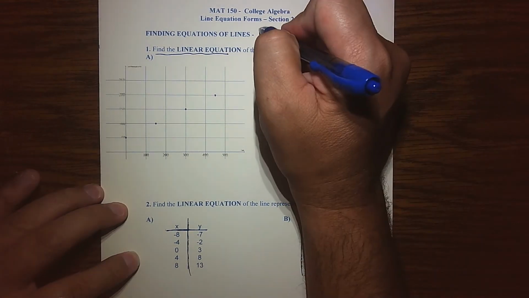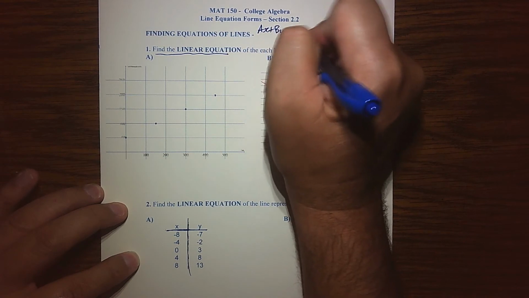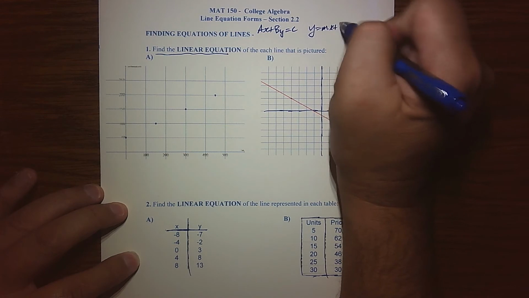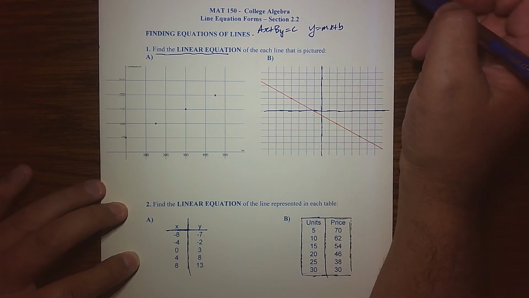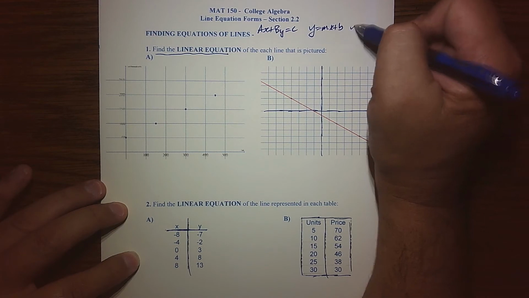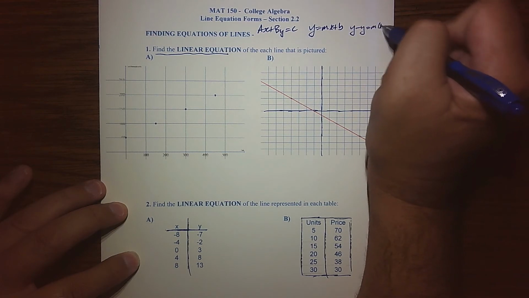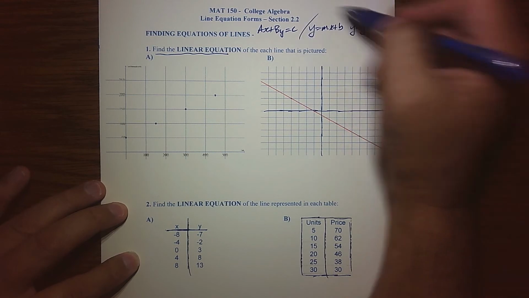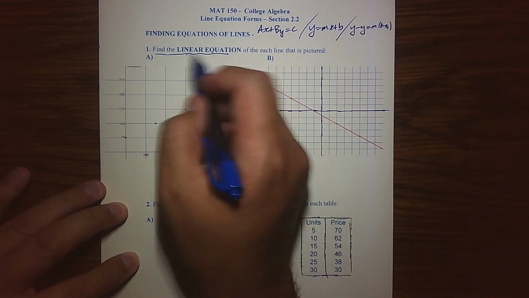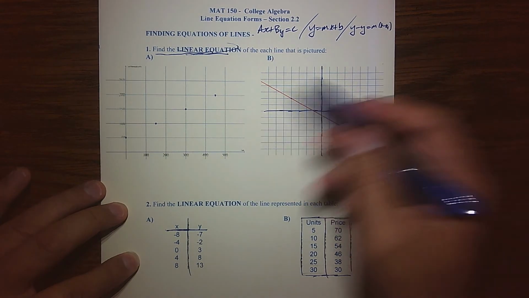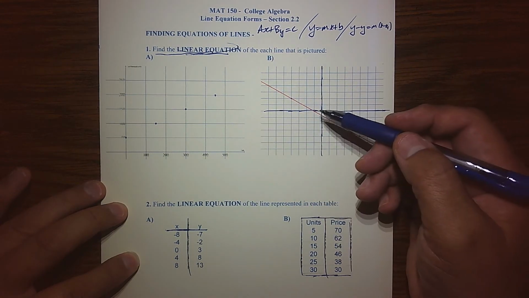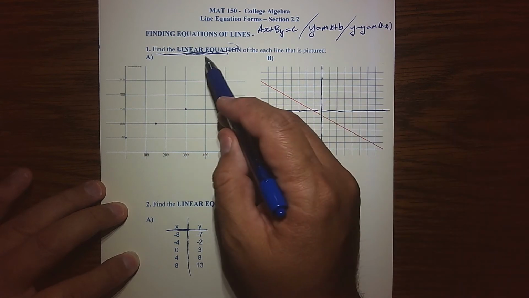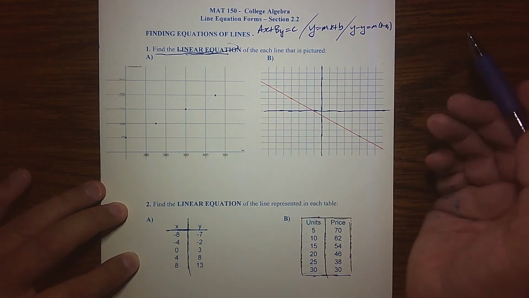The challenge is we have three forms. We have the general form, ax plus by equals c. We have the nice famous y equals mx plus b, the slope-intercept form. And then we have the not so famous but equally spectacular point-slope form. So we have three to work with. When I ask you to find the linear equation, which one you use now becomes a matter of choice. Sometimes I'll ask you directly, and in this case I'm just saying find one, so I'm giving you the option.